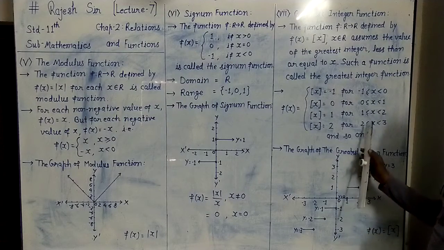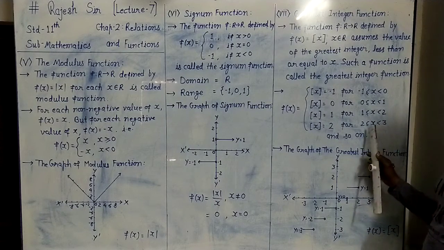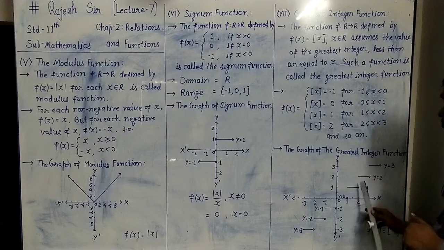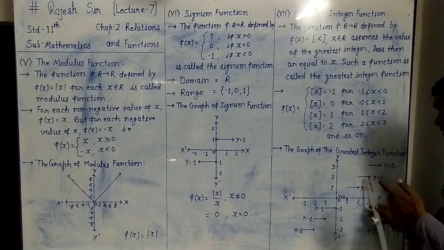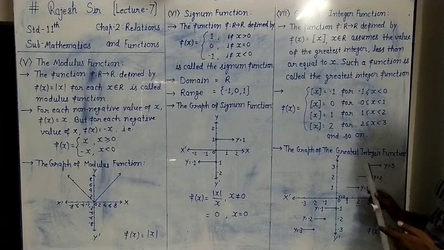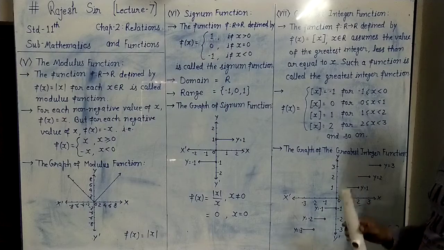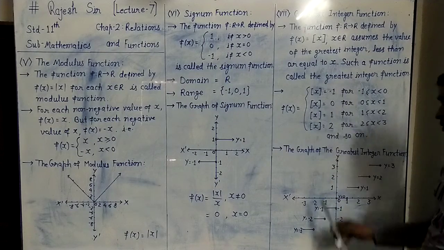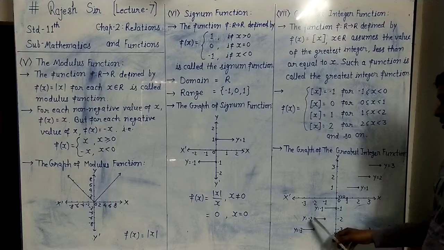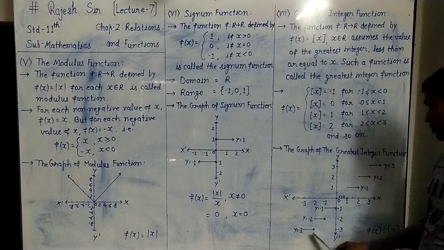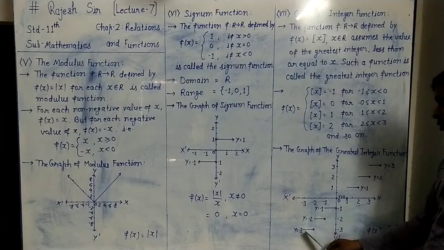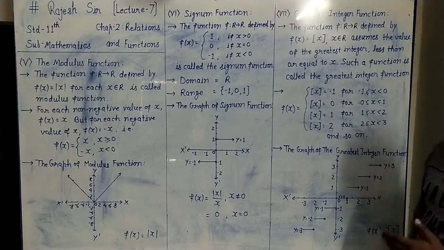For 2 less than or equal to x less than 3, it is 2 or more than that but less than 3. This line shows it always gives 2 only, so y equal to 2. Similarly y equal to 3 for 3 less than or equal to x less than 4. On the negative side also, for minus 2 less than or equal to x less than minus 1, it will be minus 2 only. For minus 3 less than or equal to x less than minus 2, it will always be minus 3.